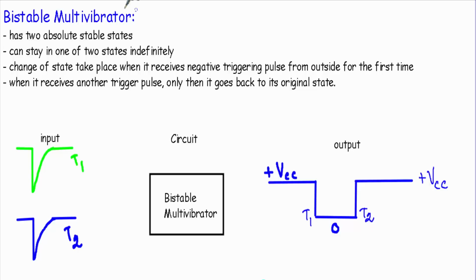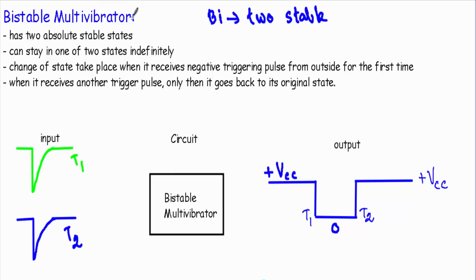In this video, I will talk about the operation of a bistable multivibrator. The word bi means two. That means the bistable multivibrator will have two stable states in the output.